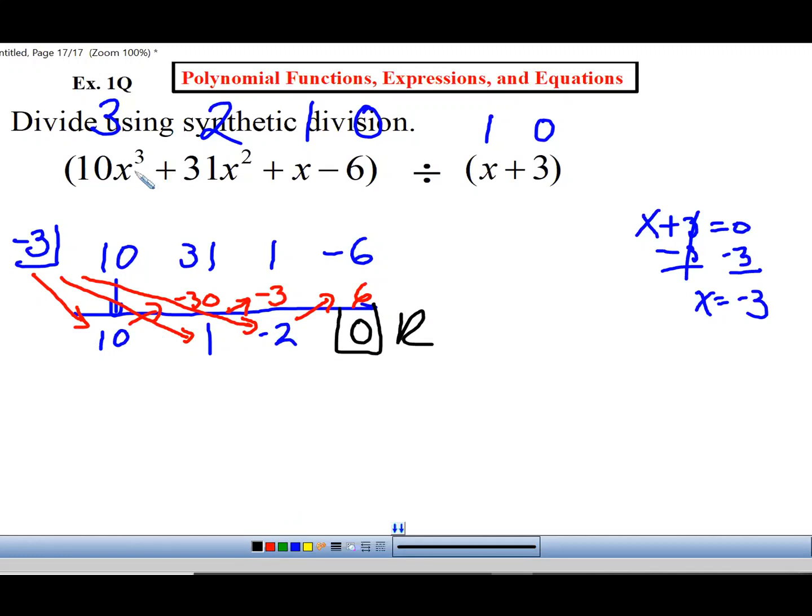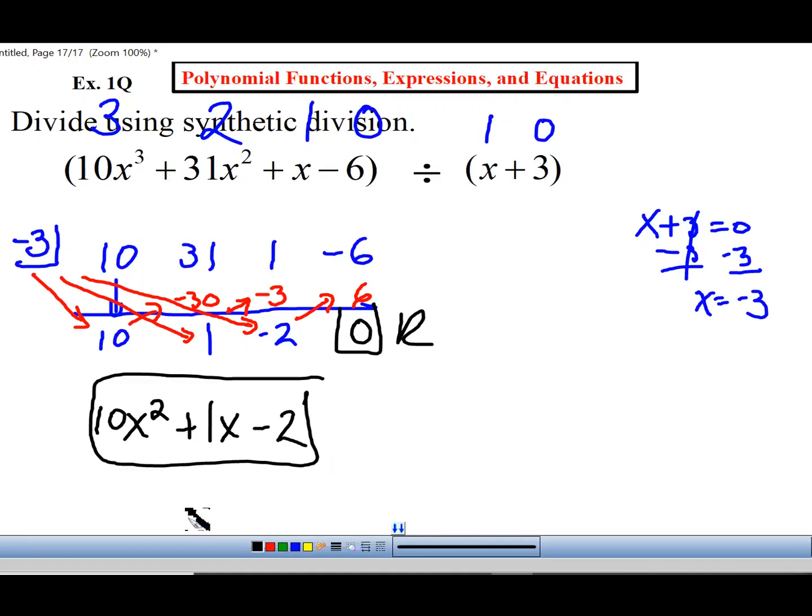The 10 corresponded to the third degree, but once we do the division, now the 10 becomes the second degree, so 10x squared. 31 was the second degree, so that means the 1 is the first degree, so that's 1x. The 1 was first degree, so the -2 is a constant, -2. And this is my quotient.